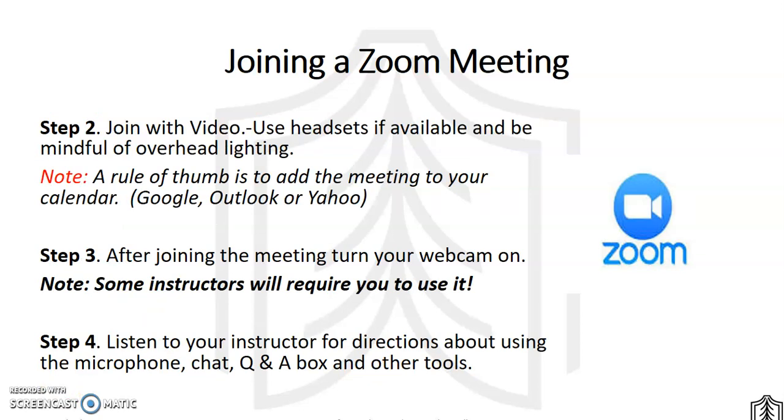When you join a Zoom meeting, join with video. You probably can guess why. Maybe there's noise in the background. You do not want to interrupt the class. Another good rule is to use headsets if they are available. You also want to be mindful of overhead lighting. You don't want it too light or too dark in your background.